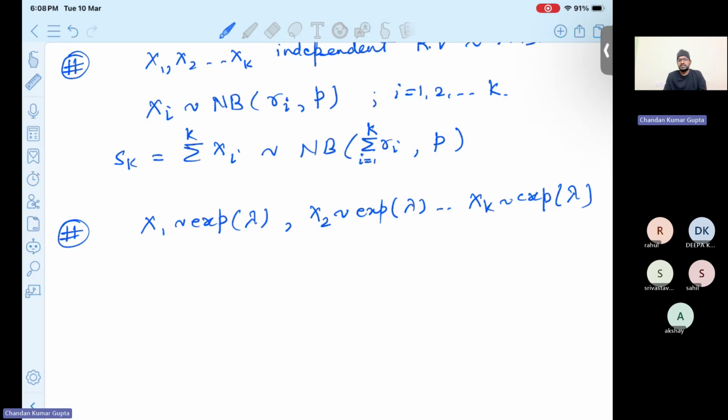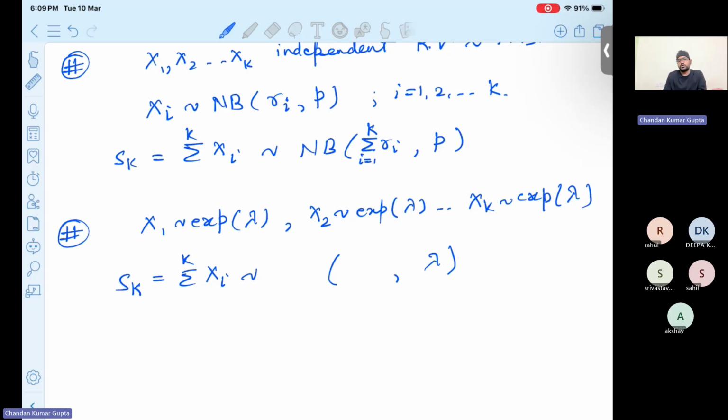Okay, so that means these are identical and independent. The Xi's are independent and identically distributed random variables, that is IID actually. In that case, our transformed random variable Sk, which is nothing but the summation of Xi, actually follows a gamma distribution.